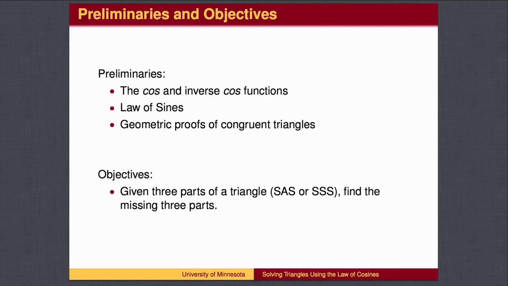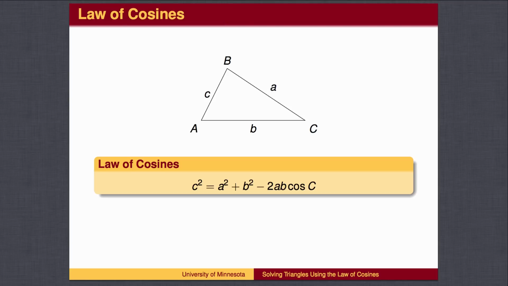In this lesson, we will use the law of cosines to find the missing parts of a triangle in two cases. First, when given the lengths of two sides and the measure of the angle between them. Second, when given the lengths of all three sides.